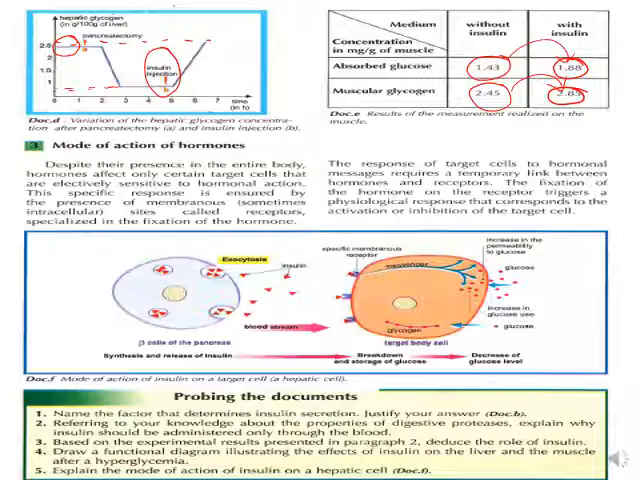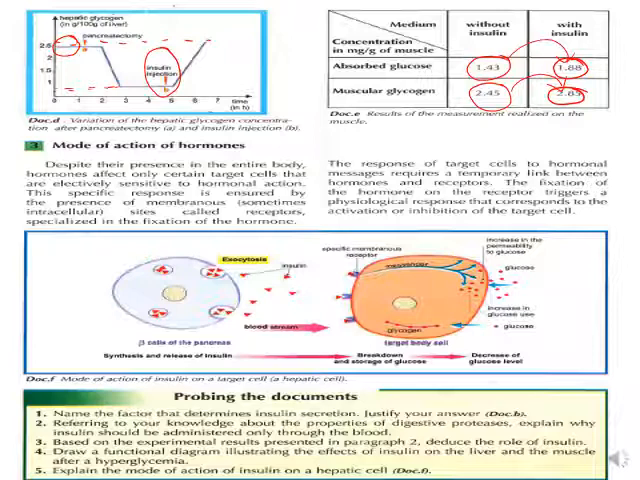Mode of action of hormones. Despite their presence in the entire body, hormones affect only certain target cells that are selectively sensitive to hormonal action. This specific response is ensured by the presence of membranous sites, sometimes intracellular. They are called receptors, specialized in the fixation of the hormone. The response of target cells to hormonal messages requires a temporary link between hormones and the receptors.